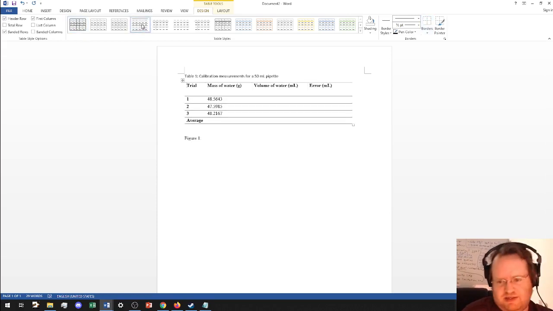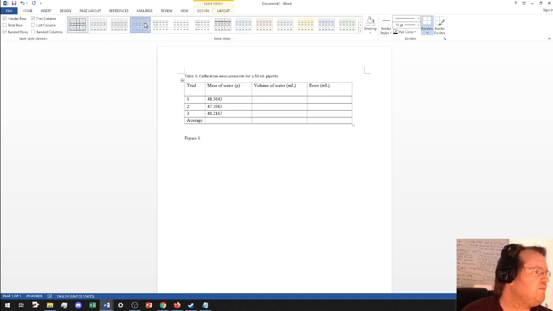And then I'll switch to this. And there's a bunch of different ones. Use one that looks reasonable. Basically, the boxes can be distracting and they don't really serve a good purpose.